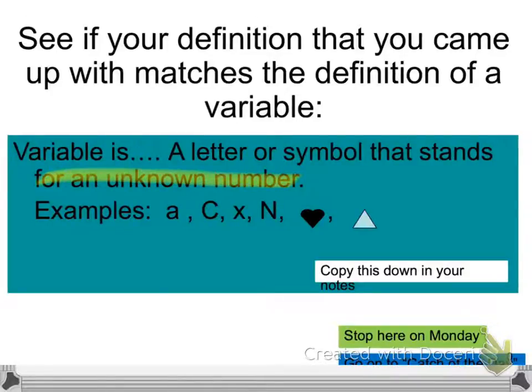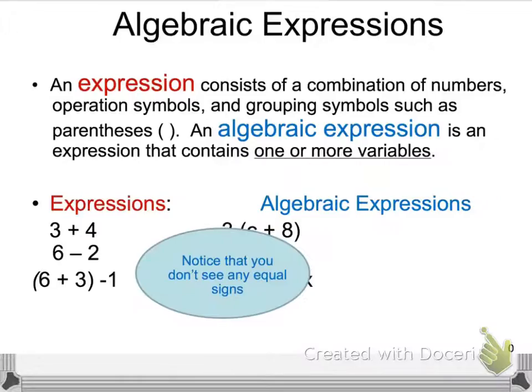So these are some examples. It can be a letter. It can be a heart if you want to, or a triangle. But it just has to represent an unknown number. You don't know what that number is, so you just put some kind of symbol in.